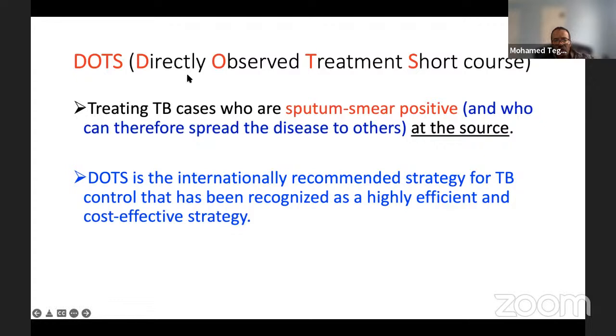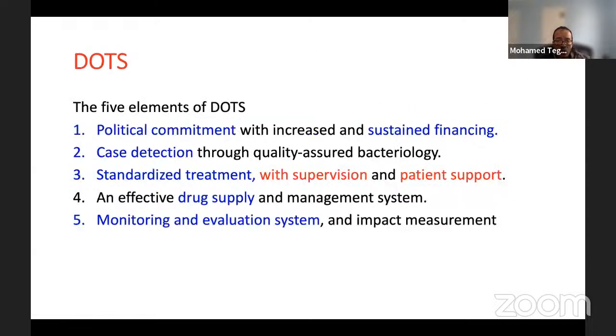The DOTS program stands for Directly Observed Treatment Short Course. The goal of the program is to treat positive TB cases, and the criterion to select positive cases is a positive sputum smear. It's an internationally recommended strategy for TB control that has been recognized as a highly efficient and cost effective strategy adopted by the WHO to treat TB in developing countries.